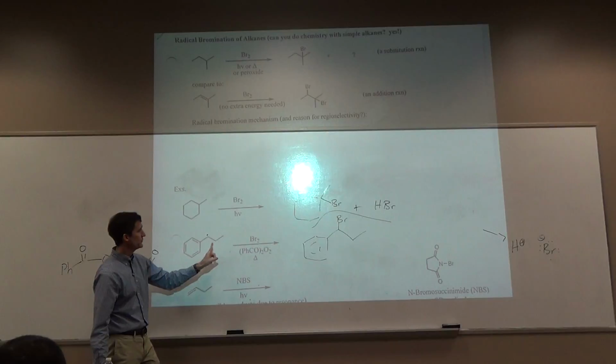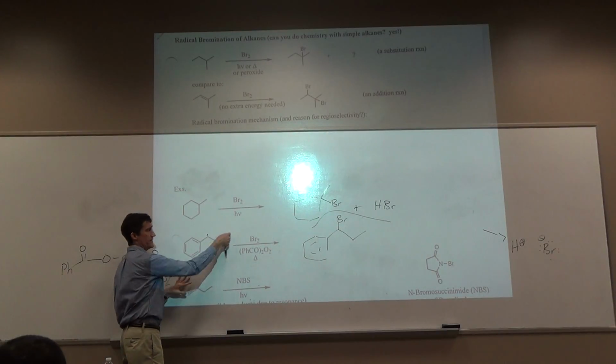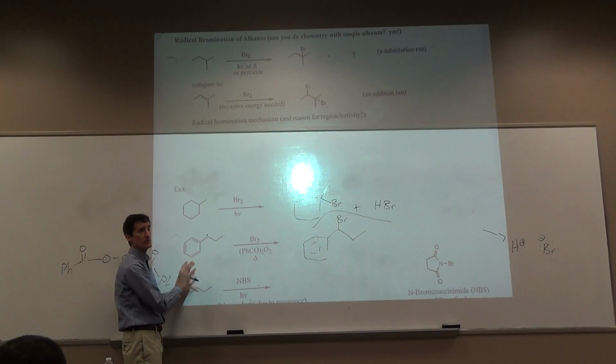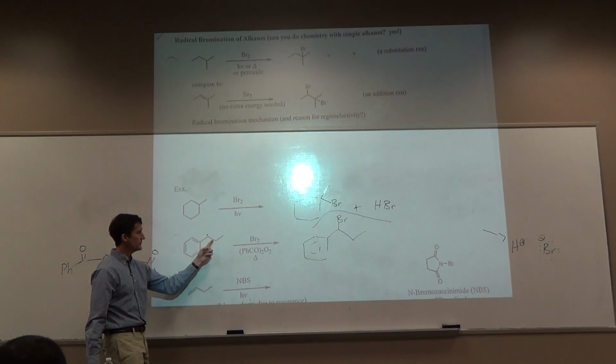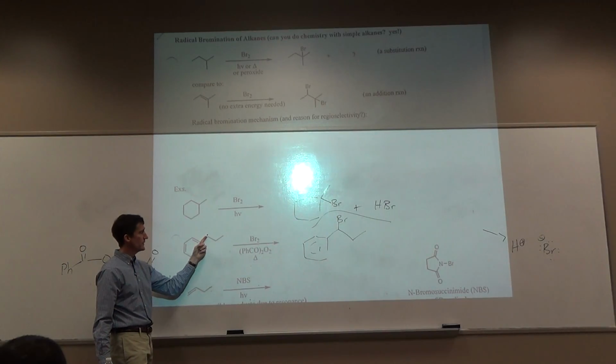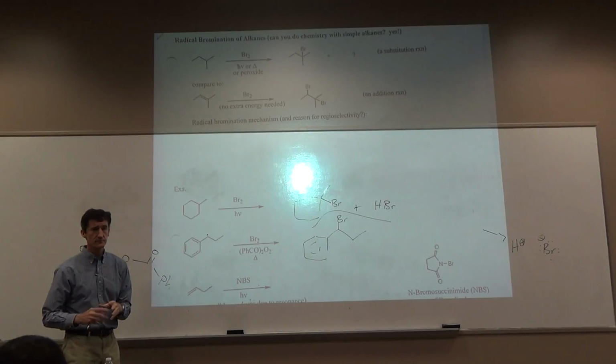If you react this with chlorine, it'll chlorinate here, here, and here. And you'll get mixtures that you can't do anything with. You can't purify. You'll say, why does it chlorinate here? I thought that was a better radical. Well, it is, but it's so exothermic that it loses its selectivity.